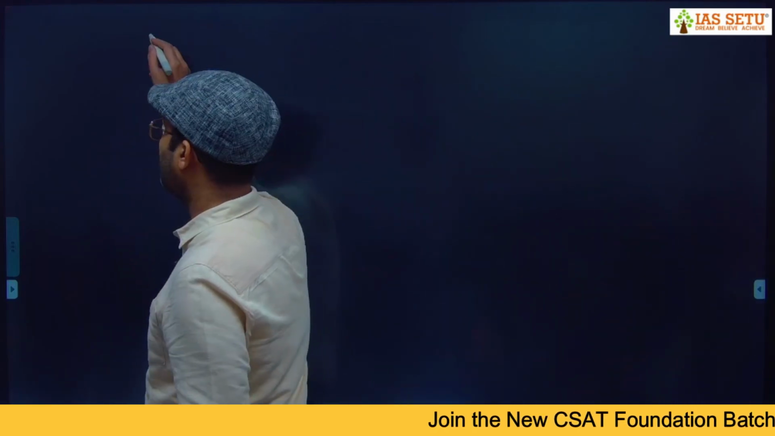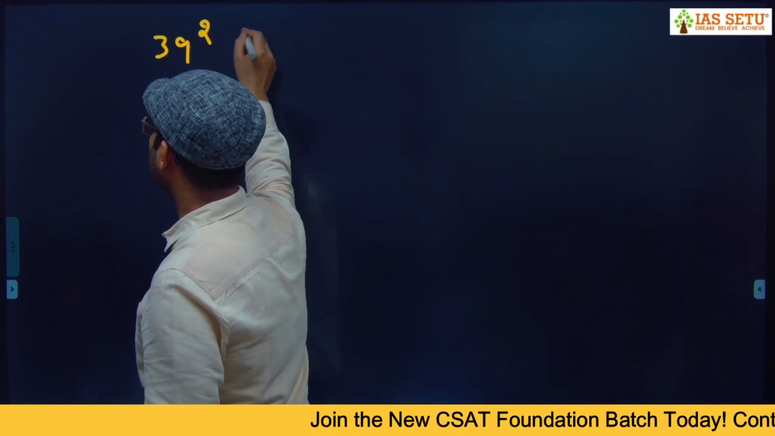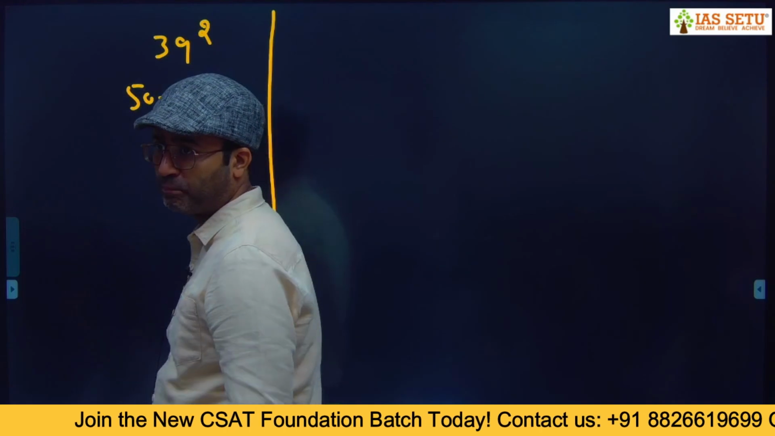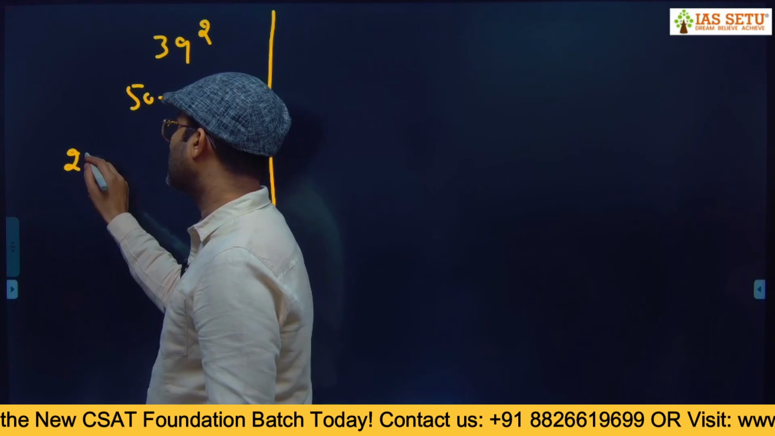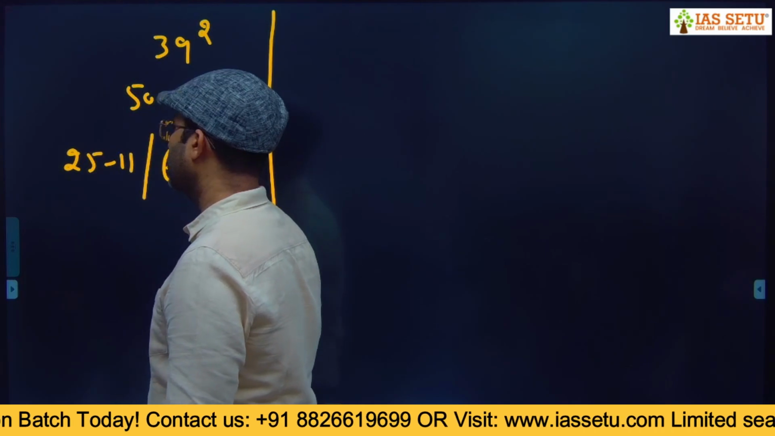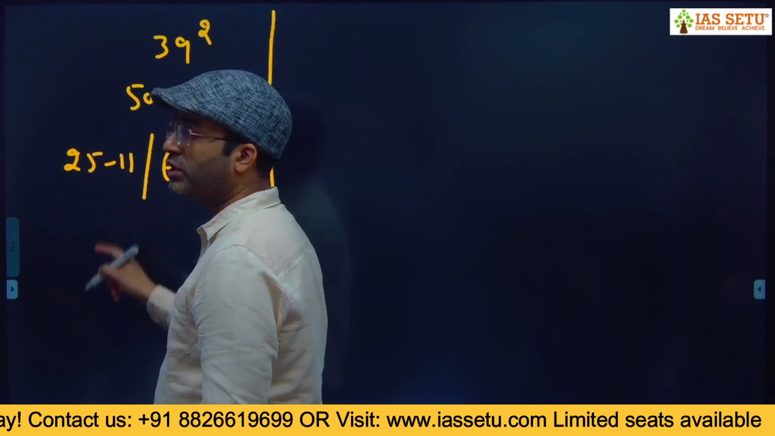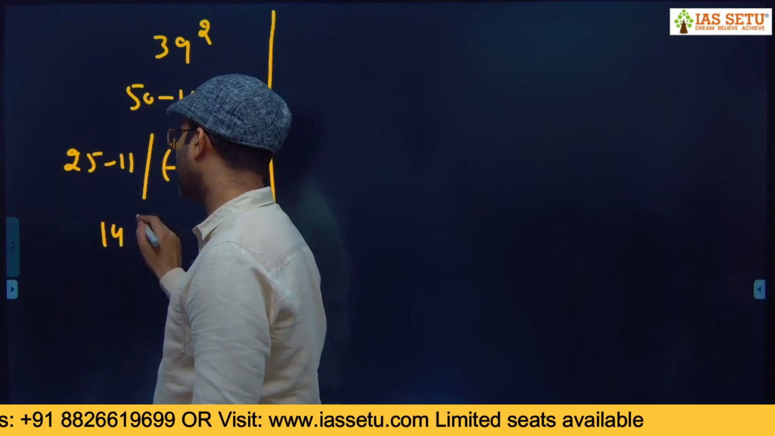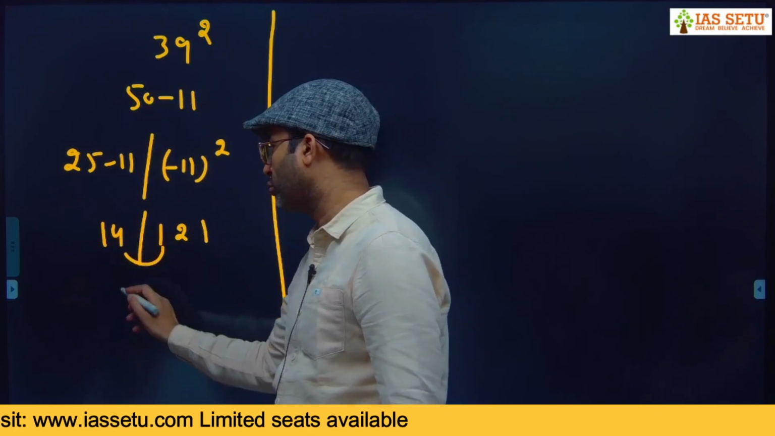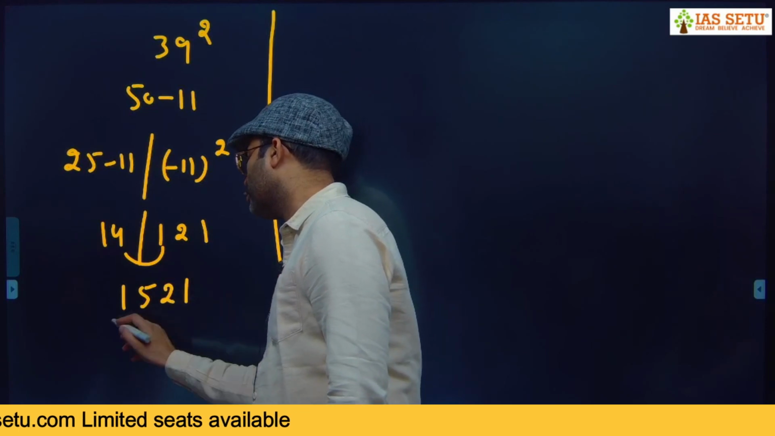I solved 2 for it. 39 square. So it is 50 minus 11. So left side value is 25 minus 11. Right side value is minus 11 square. So what is 25 minus 11? 14. What is 11 square? 121. So 1 carry forward, 1521.